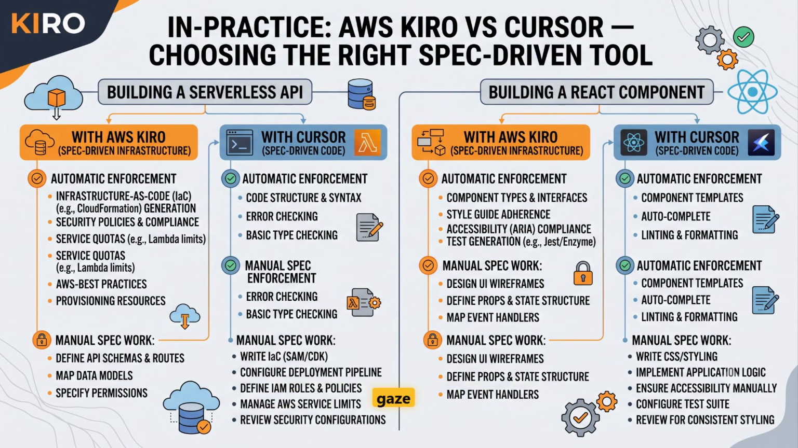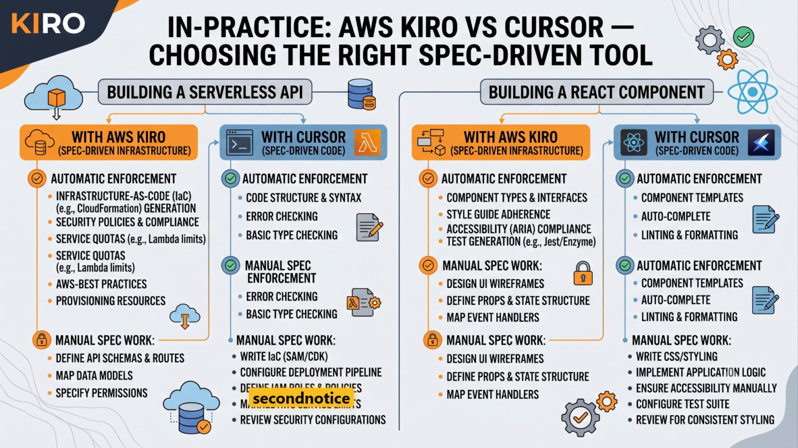Now slide your gaze over to the right side of the visual, where we are building a React component. Here the trade-off flips completely. Under Cursor, the editor shines by automatically generating component templates, auto-completing code, and applying linting rules instantly. However, as shown in its manual list, you must manually write CSS, handle state logic, and check accessibility standards. Under Kiro, component types, style compliance, and ARIA accessibility tests get enforced automatically, but you still need to map event handlers and wire up state models.